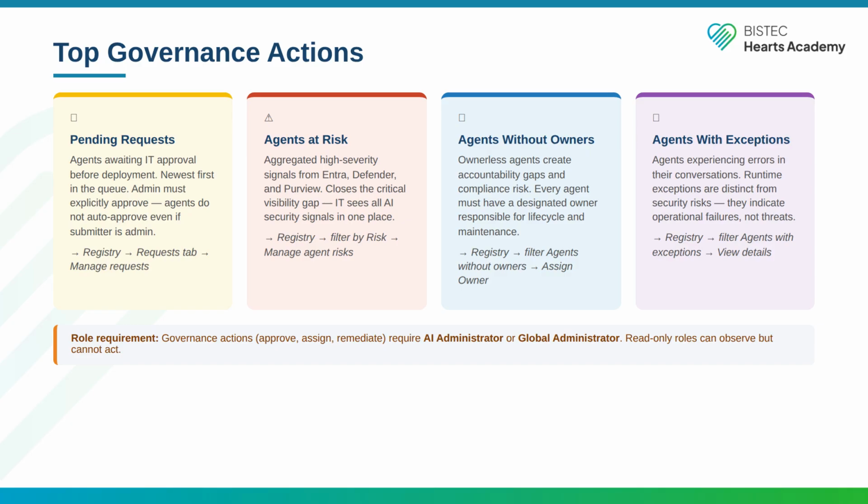Agents with exceptions shows agents experiencing runtime errors in their conversations. Runtime exceptions are distinct from security risks. They indicate operational failures, not threats. An agent that errors consistently is either misconfigured or broken. You reach it at Registry, filter by agents with exceptions, then view details.